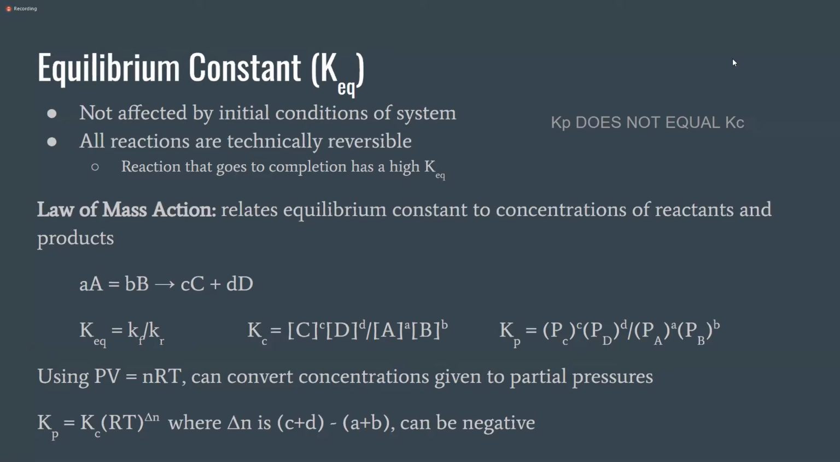And then you can also do the same thing with pressures. But the important thing with pressures is that Kc is never going to be equal to Kp, but you can relate these two to each other. And you can just use PV is equal to nRT.